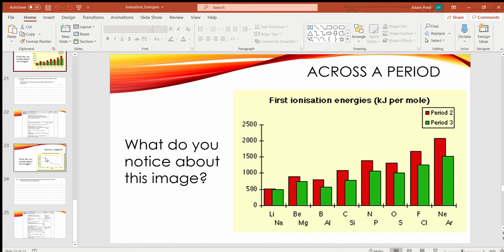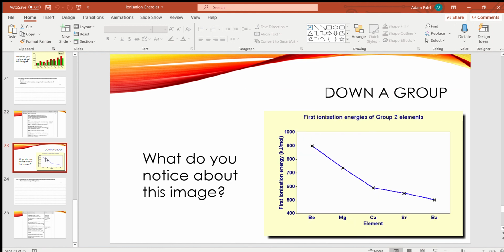Finally, we're looking at the trend in groups. So the first ionization energy of group 2 elements, going from beryllium to magnesium to calcium to strontium and to barium. As you can see, we are actually increasing shells as you go down the group. Beryllium has the least amount of shells, barium has the most, so as you go down the group, you're increasing your number of shells.